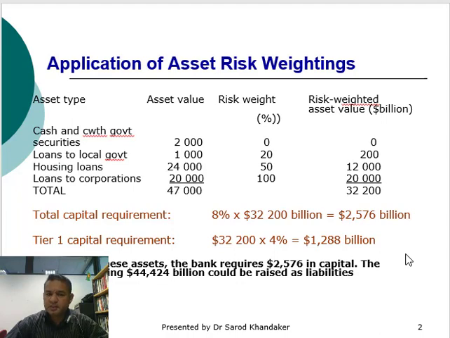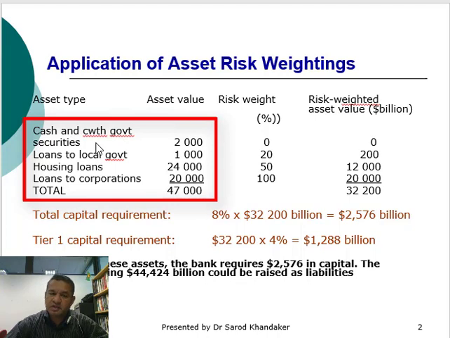In this example of the application of asset risk weighting, different types of assets are shown here. This is the risk weighting and this is the risk weighted asset value. On the left-hand side you can see the cash and Commonwealth government securities. As per the previous slide, any claim against the central government or the central bank has a risk weighting of 0%. So the asset value for the cash and Commonwealth government securities is $2,000, the risk weighting is 0%, and the risk weighted asset value is 0.